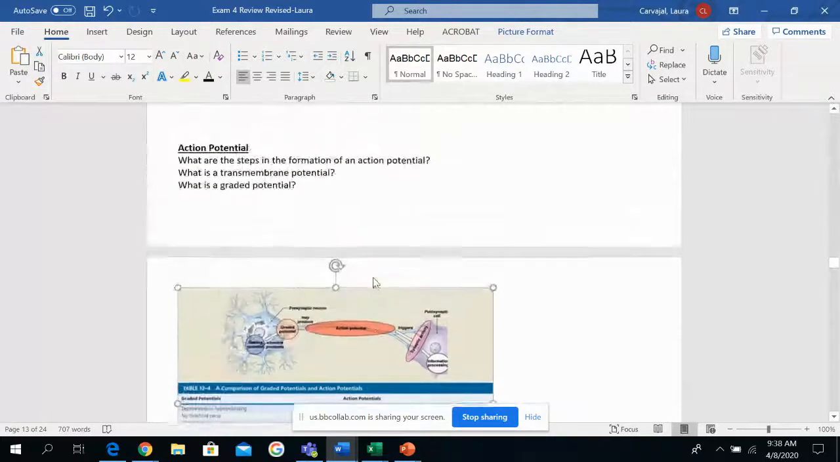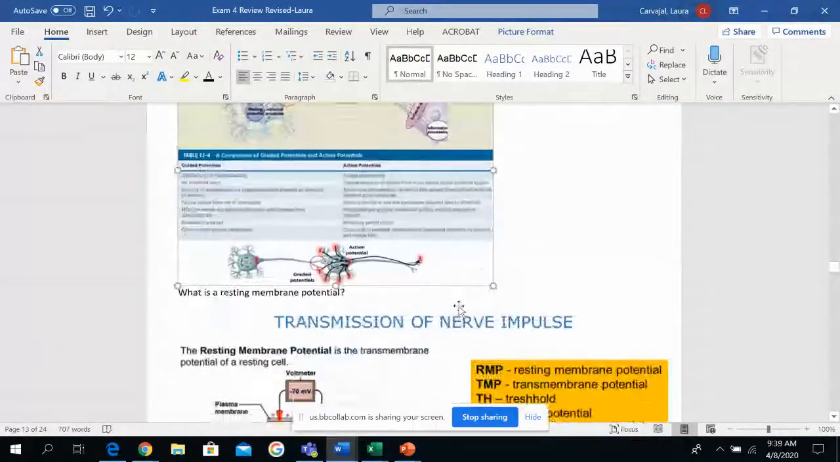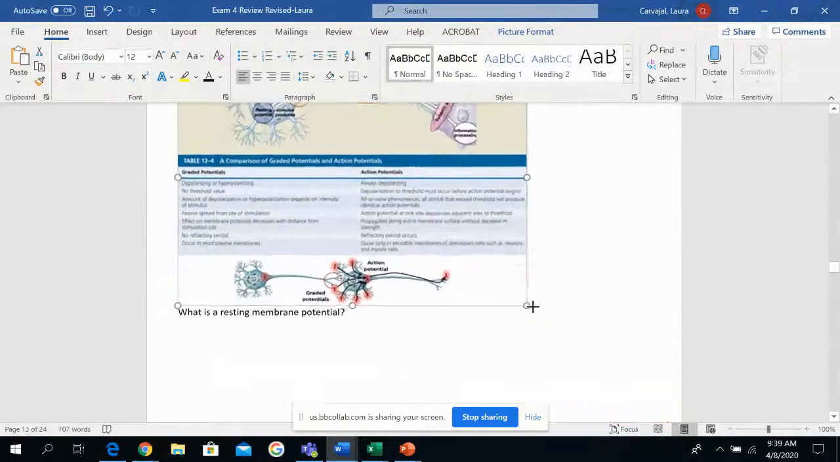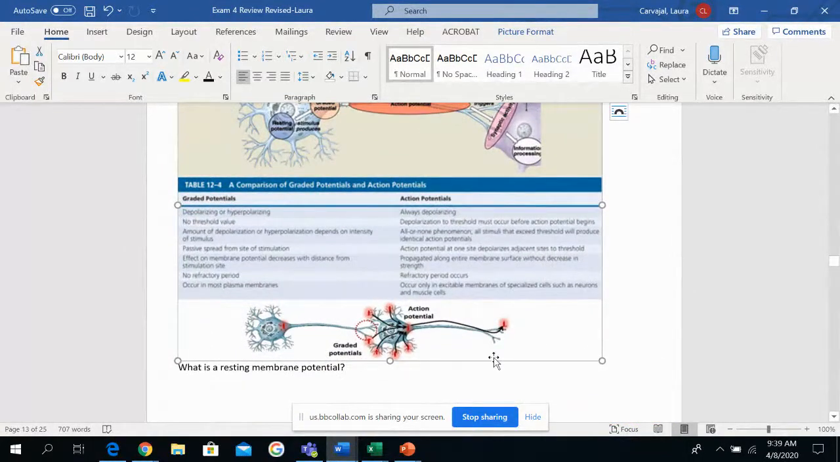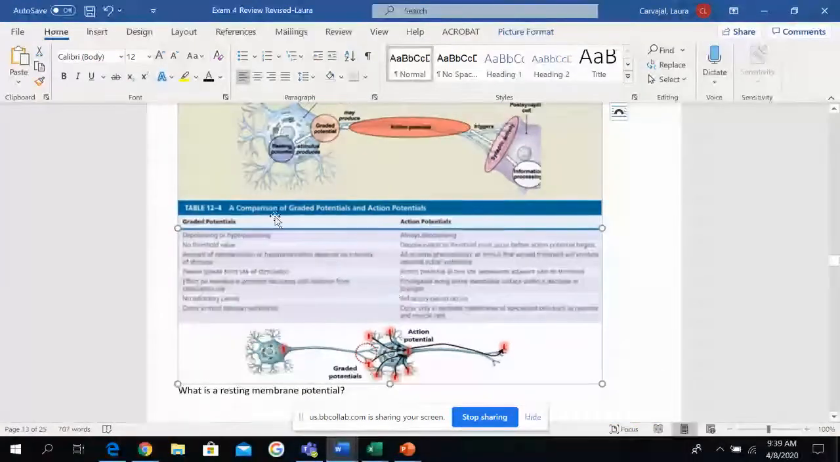Yes. So now, what is the transmembrane potential? We already went over that. So let's talk about graded potentials. This picture isn't very clear. This is all in your PowerPoints.